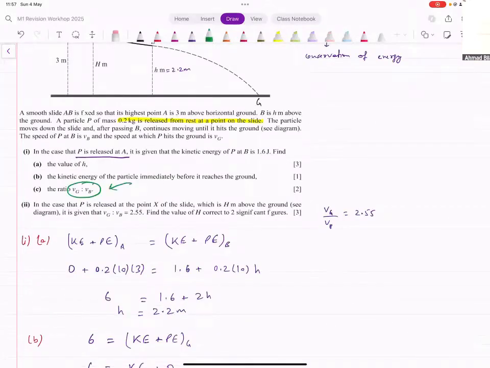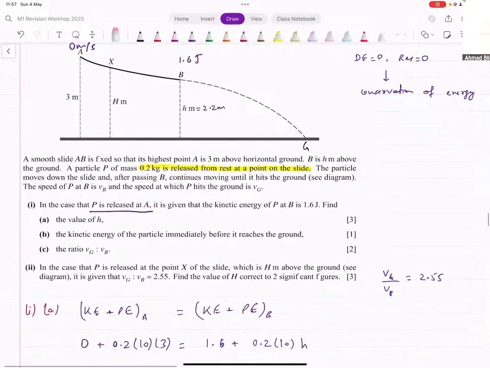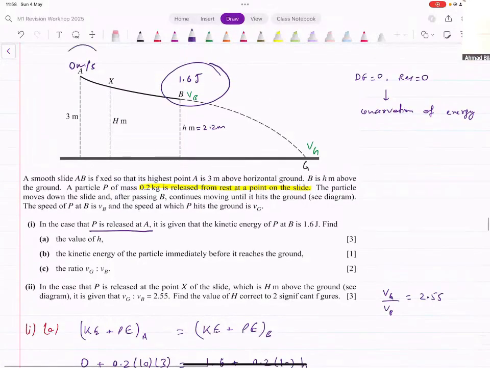Now, sometimes they ask you for ratios like this. How do you deal with this? You'll find the Vg value, you'll find the Vb value, and just find their ratio by writing them as a fraction. So in this case, what's Vg? Vg is the velocity at this point. Vb is the velocity at this point. Now, again, you can say the total energy at every single point should be the same. So whatever is the total energy at the point B, and the total energy at the point A, and the total energy at the point G, they should all be the same. So we can make equations like this.